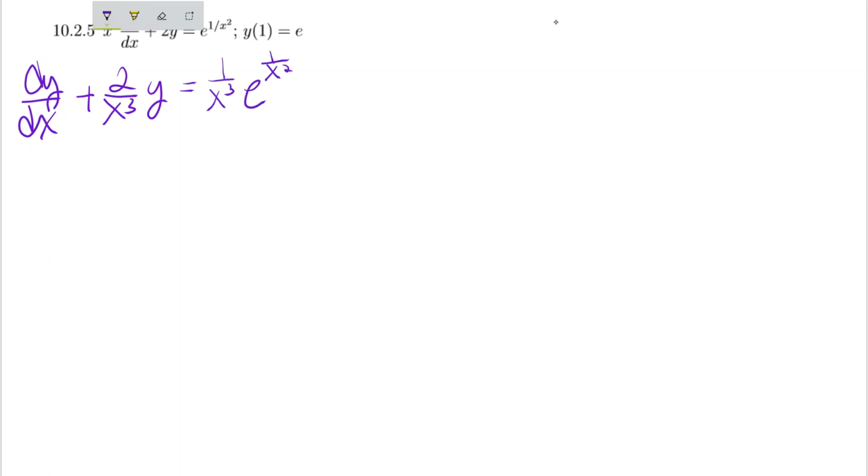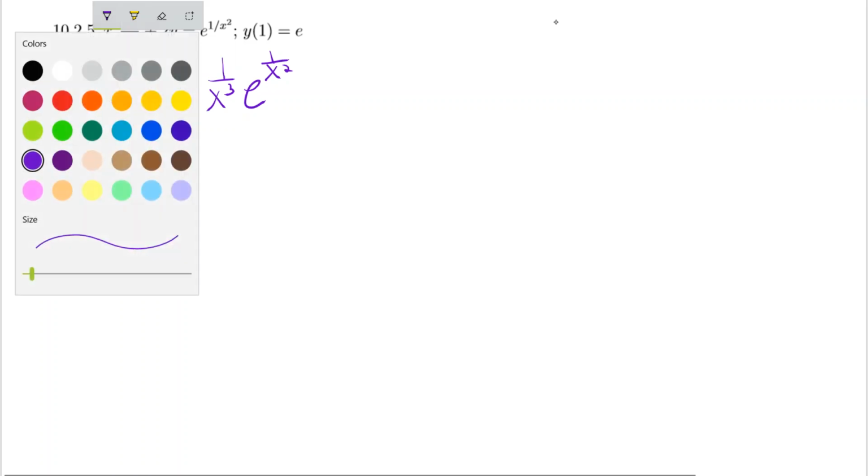Oh, I see how this is going. Look, there's a function and its derivative, so that's going to be a u substitution coming up. But we're going to get to that later. I need to figure out what I'm multiplying by first. So let's figure out our integrating factor.